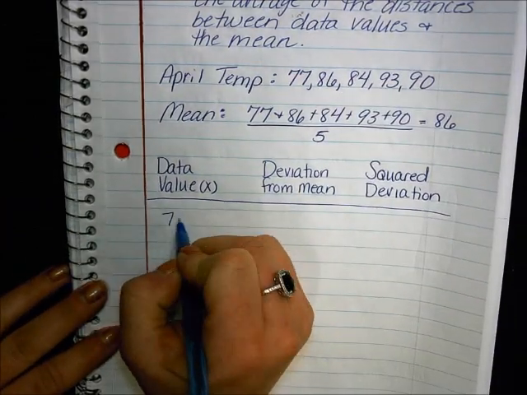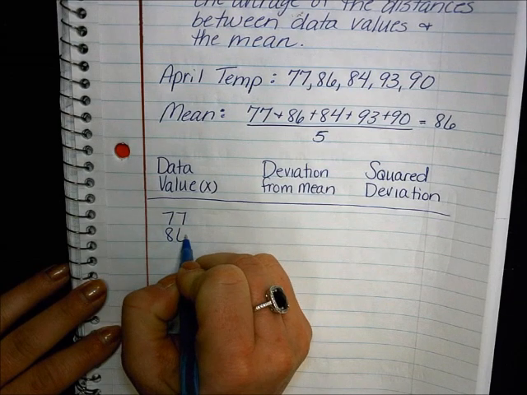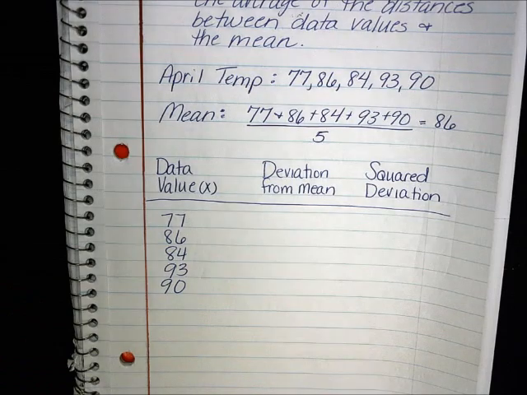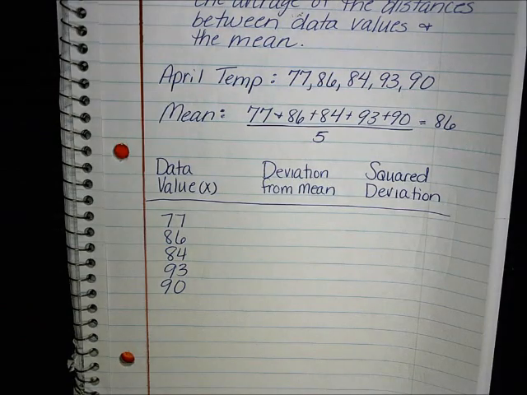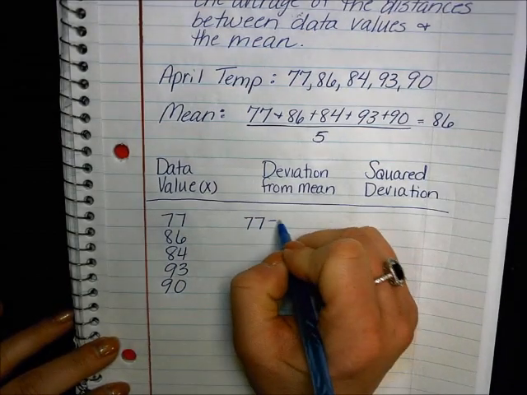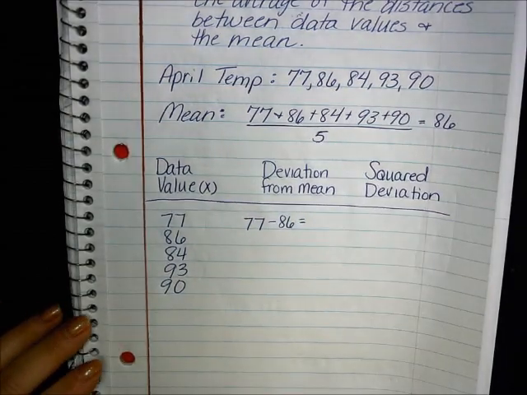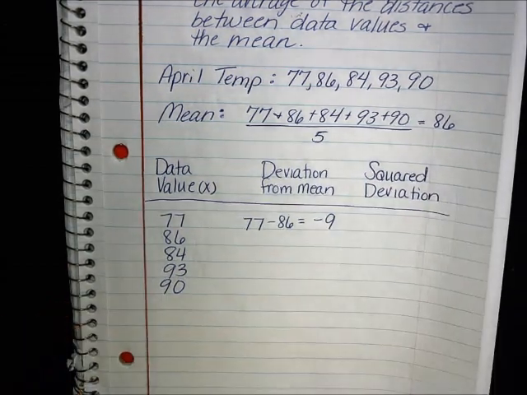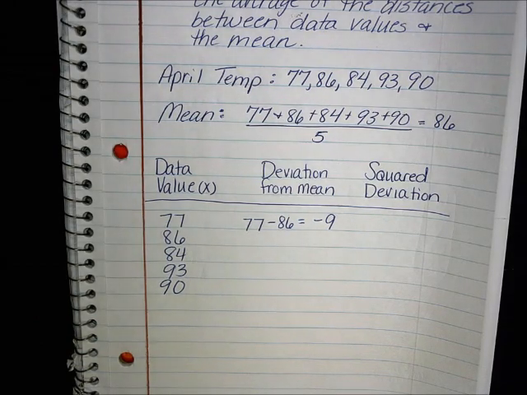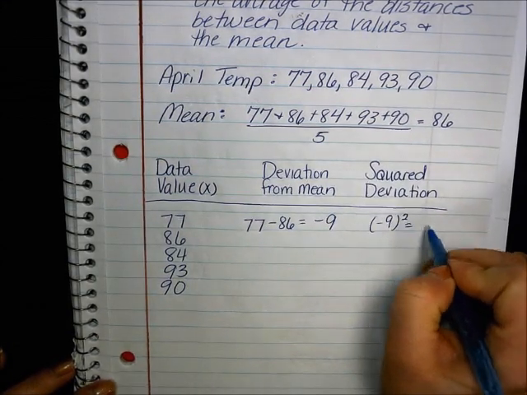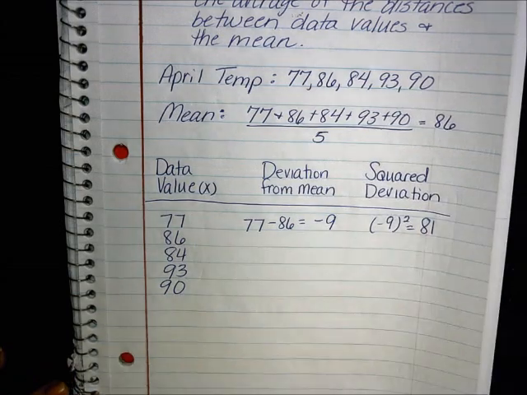So our data values, we had 5 of them, 77, 86, 84, 93, and 90. And then the deviation from the mean. How far is 77 from 86? That's subtraction, right? 77 minus 86 is negative 9. Okay? And then we don't care if it was above or below. So instead of the negative 9, we're going to actually take that value and square it. We're going to get 81.